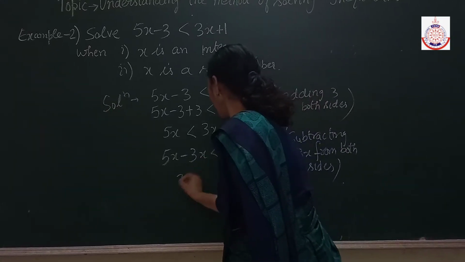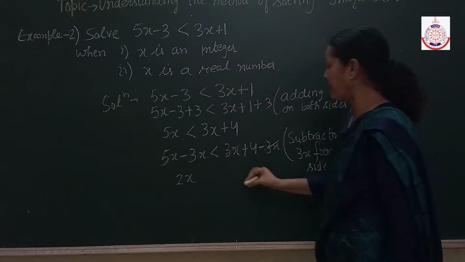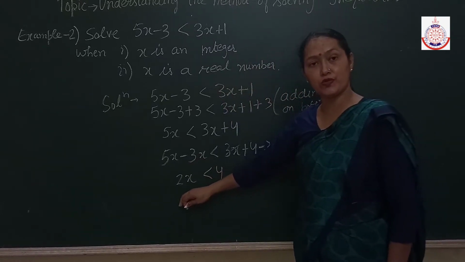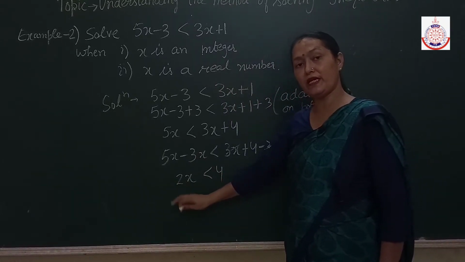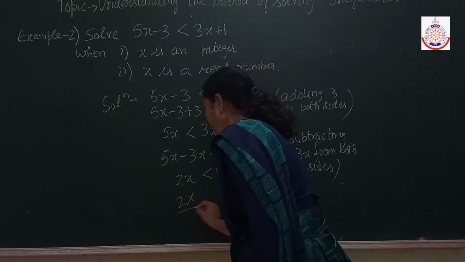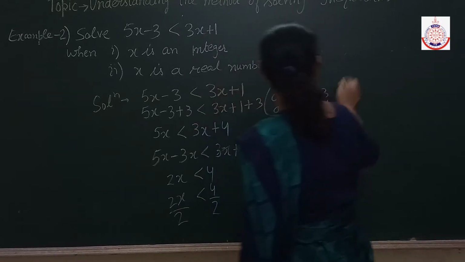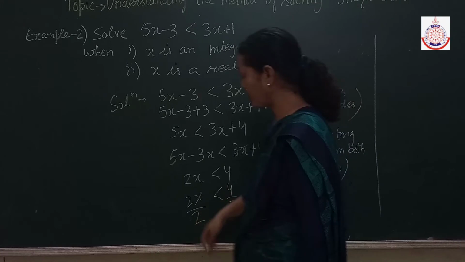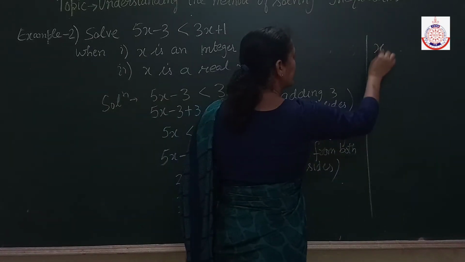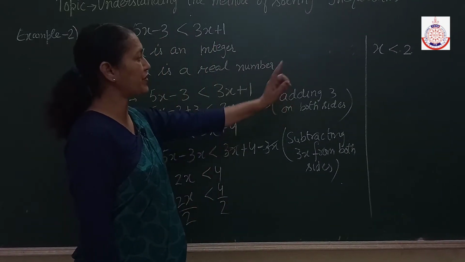5x minus 3x will give us 2x, and this 3x and 3x will get cancelled, and we are left with 4. Next step, we want to remove this 2 from both sides. So we'll be dividing both sides by 2. We'll be getting 2x upon 2 less than 4 upon 2. The 2 and 2 got cancelled. So we got x strictly less than 2. We got the solution of x strictly less than 2.